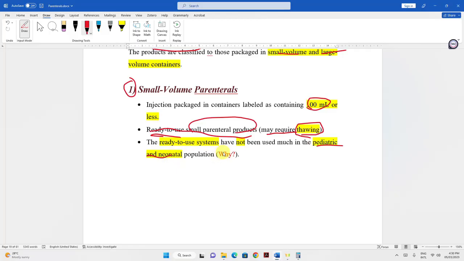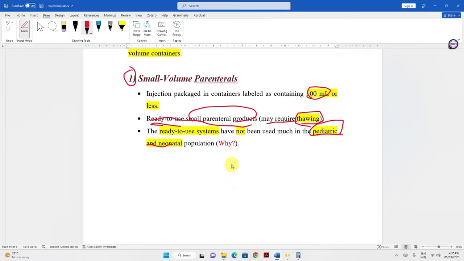But the good thing is there are some preparations that you may dilute with a suitable vehicle to make them suitable for a given child or a given infant. Okay, they are concentrated preparations, and what you do is dilution according to the infant or child requirement.